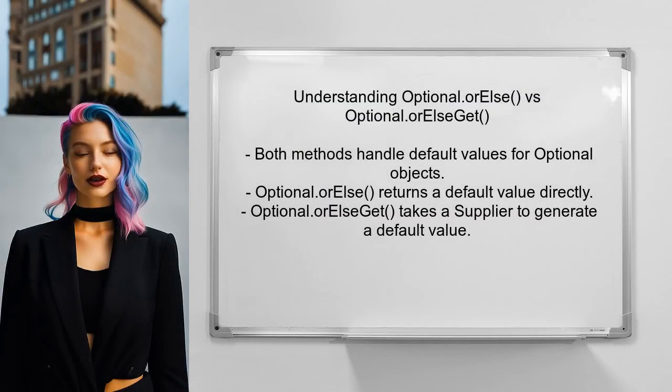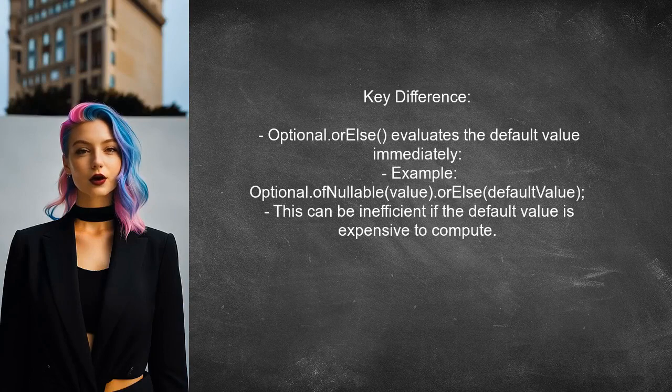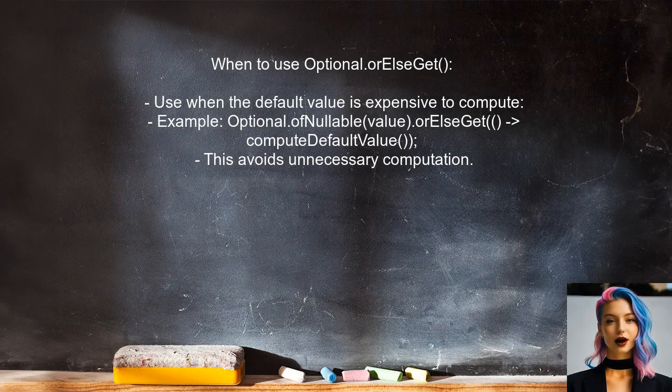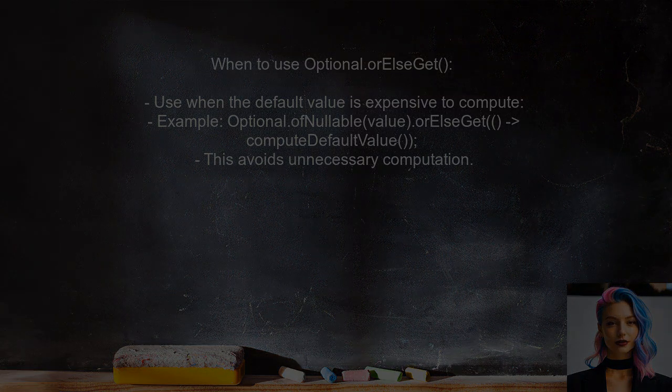To understand when to use Optional.orElseGet over Optional.orElse, the user should first know that both methods provide a way to handle default values for an optional object. The key difference lies in how these methods handle the default value. With Optional.orElse, the default value is evaluated immediately, regardless of whether the optional is empty or not. In contrast, Optional.orElseGet only evaluates the default value when the optional is empty. This is particularly useful for cases where generating the default value is resource-intensive.